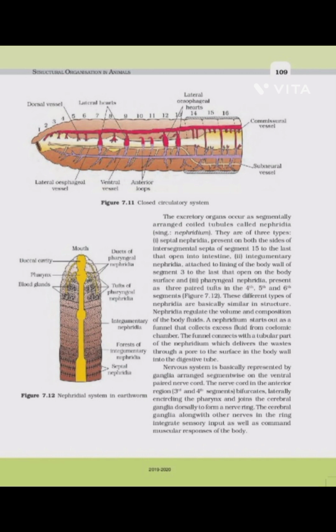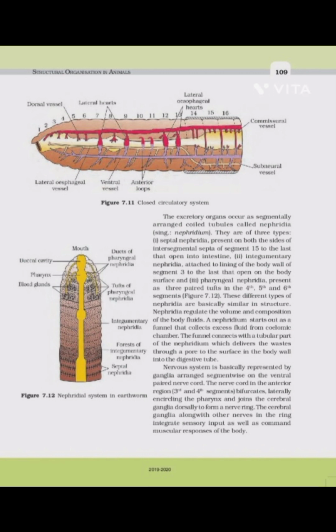These different types of the nephridia are basically similar in structure. Nephridia regulate the volume and composition of the body fluids. A nephridium starts out as a funnel that collects excess fluid from the coelomic chamber. The funnel connects with the tubular part of the nephridium, which delivers the waste through the pore to the surface in the body wall into the digestive tube.